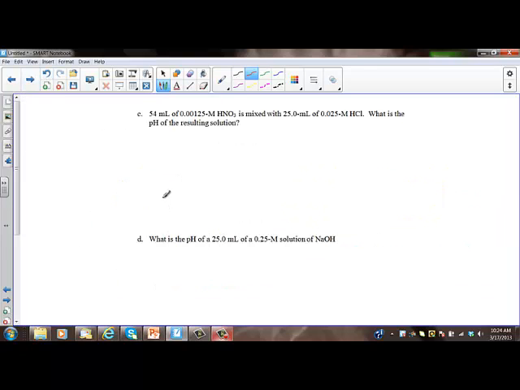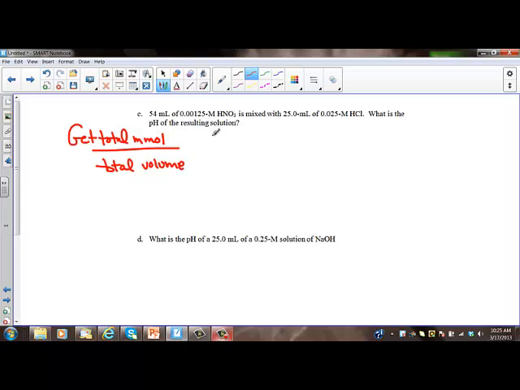In this next example, you're adding 2 strong acids. So you've got nitric acid with a molarity and volume and HCl with a molarity and volume, and they want to know what the resulting solution is. In this type of problem, you want to get the total millimoles and you want to divide it by total volume.